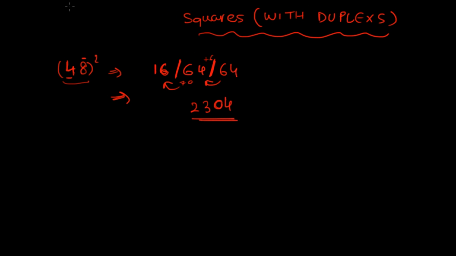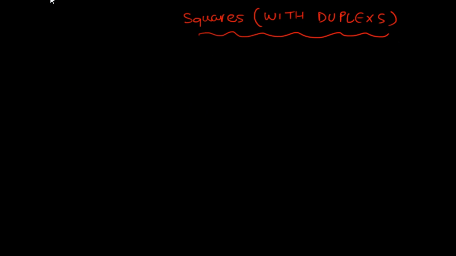Lovely. Now let's just try that out with a 3-digit number. Use a different color now. Alright, so let's say we have a 3-digit number starting with 4. Alright, let's say we have 892. So we have to find 892 squared.